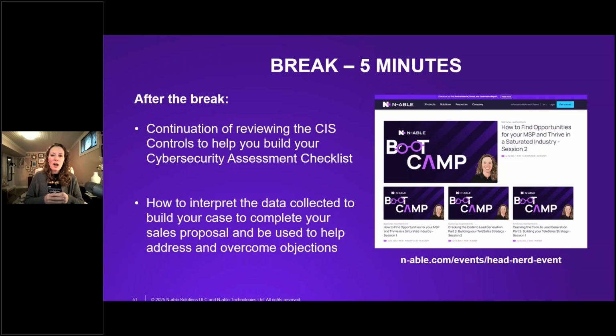And then the final part of today's boot camp is how do you take all that information that you've been collecting, interpret that data, and use it to build your case, so that when we get to the sales proposal stage, you can use the data that you collected here and in the first meeting to develop your proposal and overcome objections.